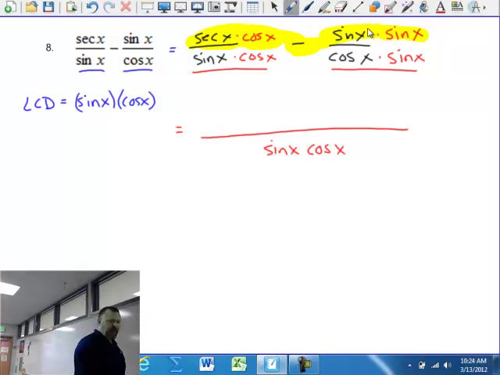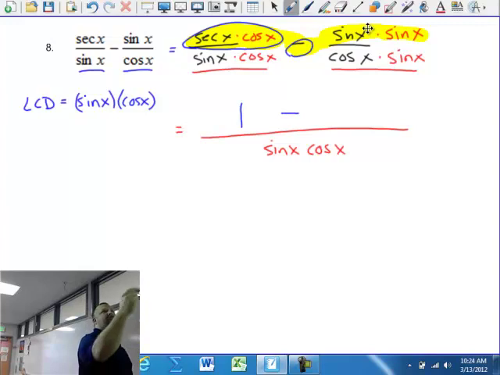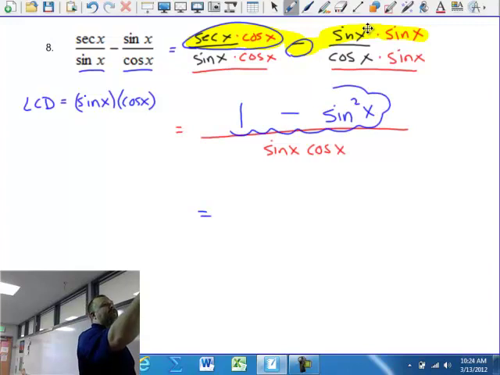Well, what is secant of x times cosine of x? Aren't those reciprocals? They are. So a number times its reciprocal is always 1. So this is going to make 1. Then I have a minus sign, and I have sine of x times sine of x, which is sine squared of x. And hopefully by now you're starting to realize that that numerator is a Pythagorean identity. It is. It's cosine squared. That is just cosine squared of x.